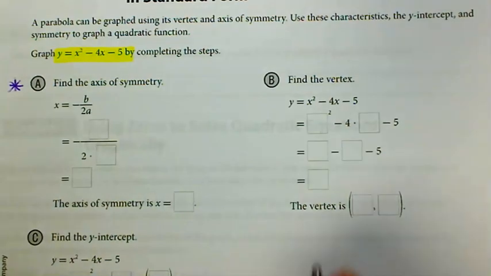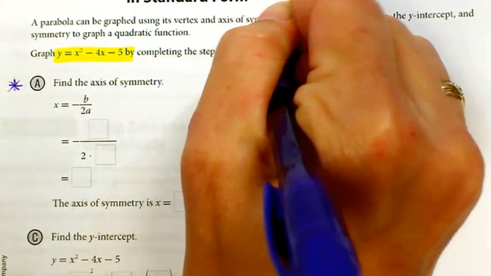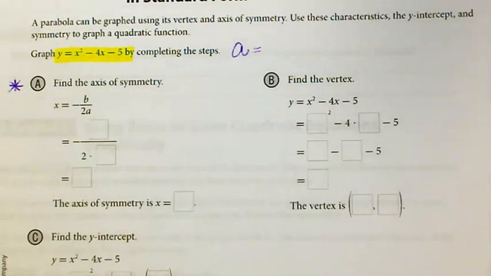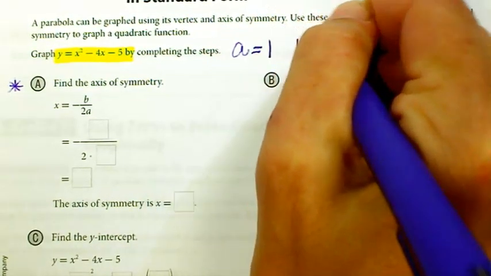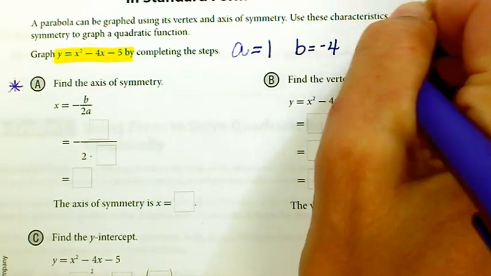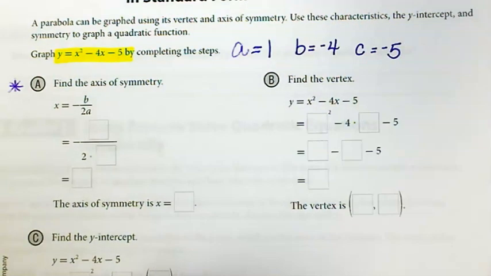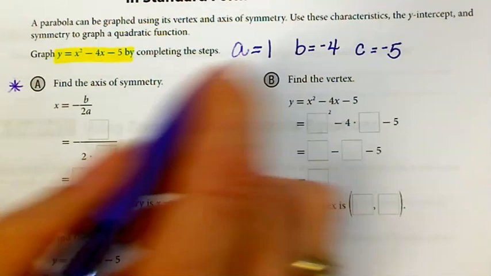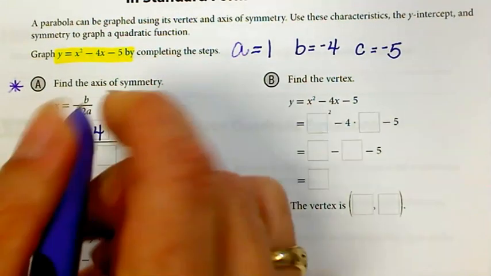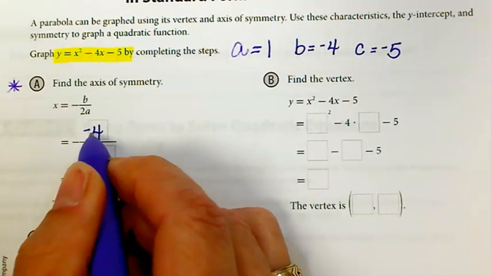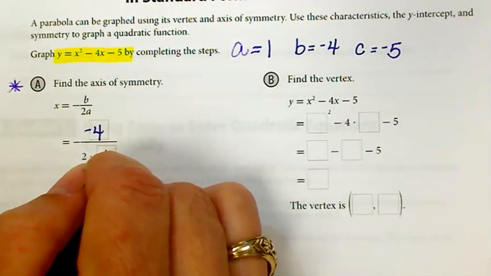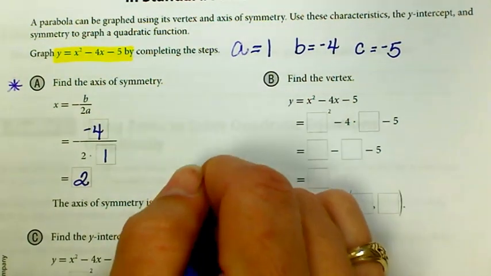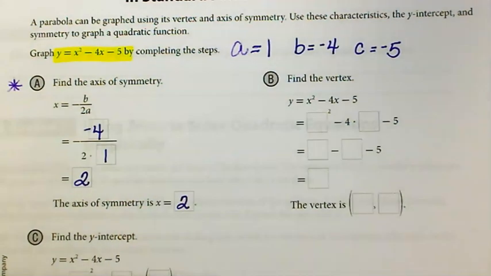Okay, so this says to find the axis of symmetry. Just a reminder, because there is no a value written, we understand that it's 1. Our b value is -4, and our c value is -5. So this says negative b over 2a. b is -4, a is 1. The negative of -4 is just 4, and 4 divided by 2 is 2. So the axis of symmetry is the vertical line x equals 2.